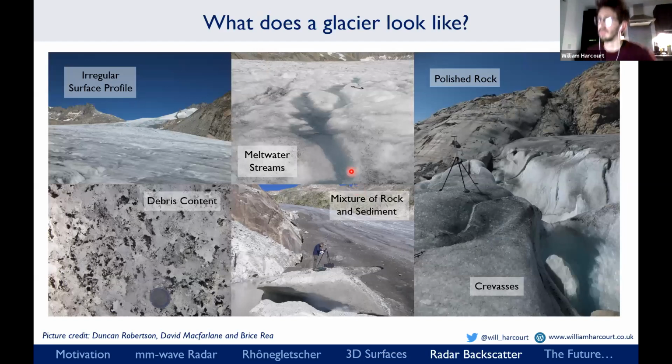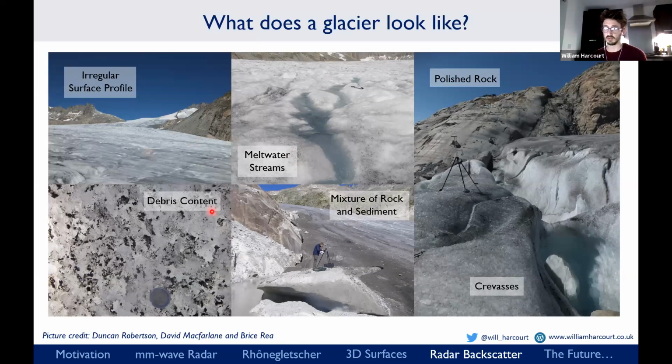Next, let's move on to trying to understand what we're measuring. We've built up these DEMs, but the other side of the data that we can utilize is the backscatter data. To understand backscatter, we need to understand what it is we're actually measuring. So what does a glacier look like? Well, a glacier is highly irregular. We've got lots of different melting regimes all across the glacier, making it extremely rough.